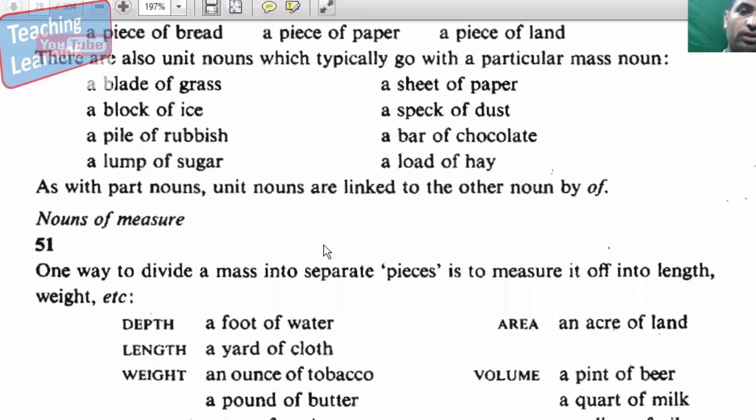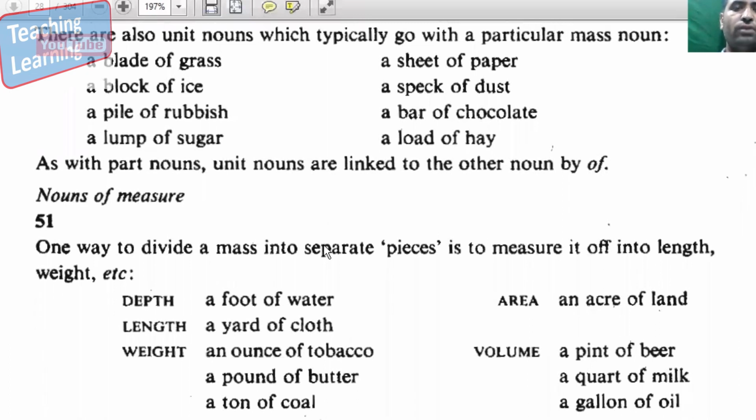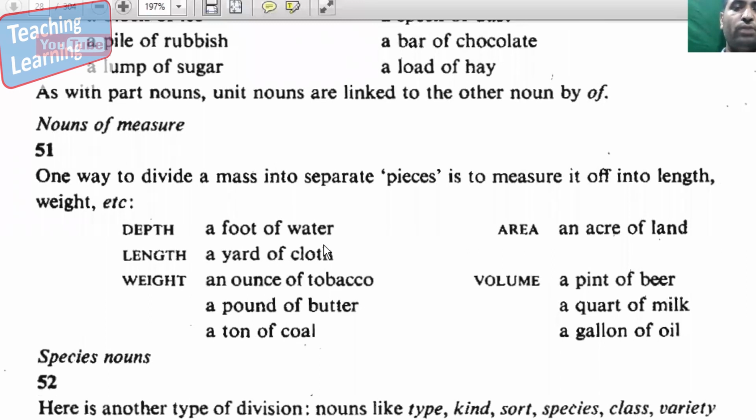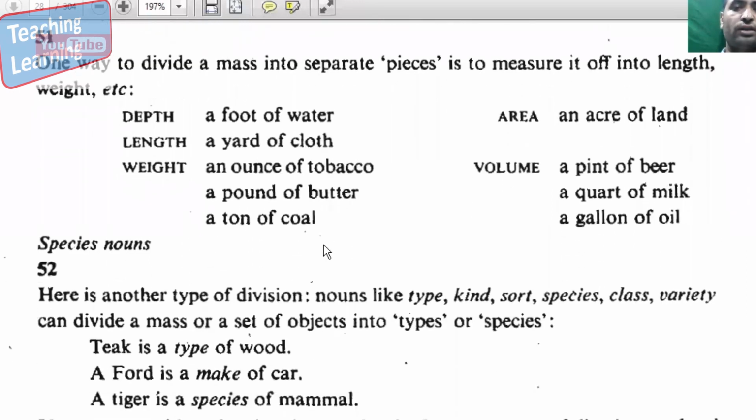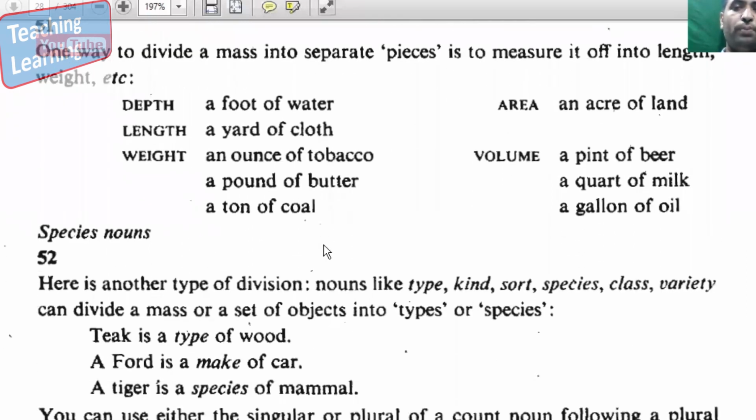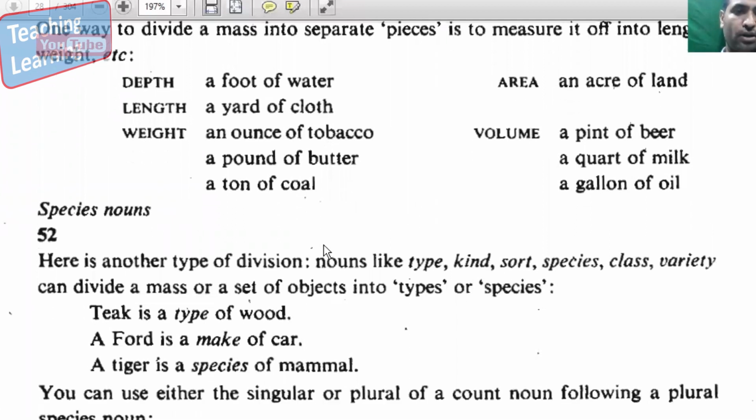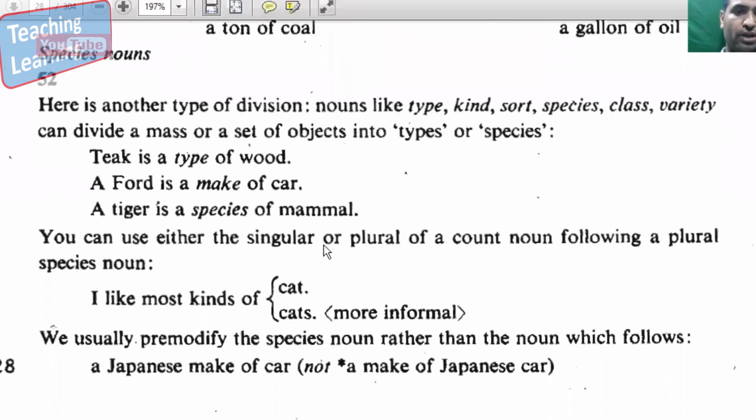Piece is used to refer to the bread, paper, or even the land. Look at others. How do you express depth, length and weight? How you can check the depth level of the water: a foot of water, a yard of cloth, an ounce of tobacco, a pat of butter, and so on. Look at volume: a pint of beer, a quart of milk, a gallon of oil.